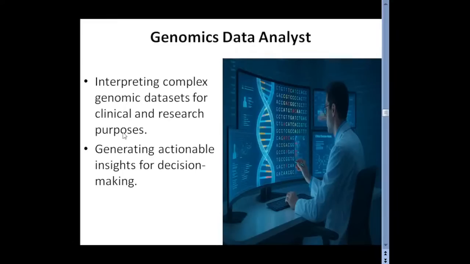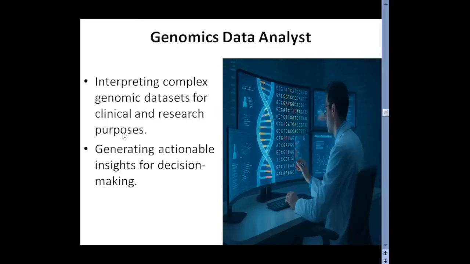Then you can also be a genomics data analyst. What are the jobs of a genomic analyst? Number one is to interpret complex genomic data sets, which can be used for clinical and research purposes. So you can say you don't want to specialize in it. You can have your own job somewhere, using your knowledge as a bioinformatician. You just tell them you are an analyst. You can analyze their data that has to do with a genome and some other things.